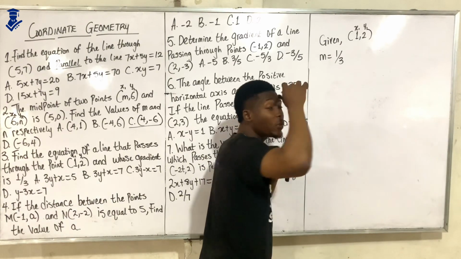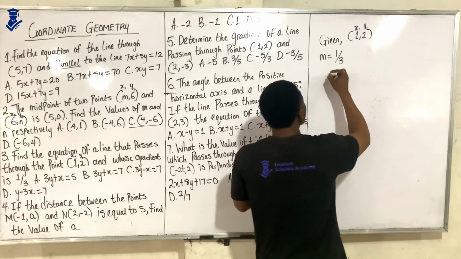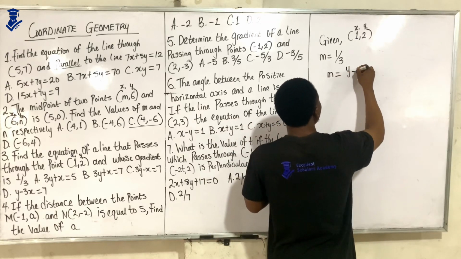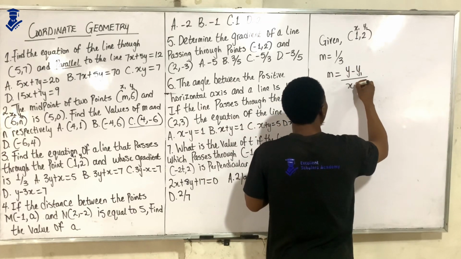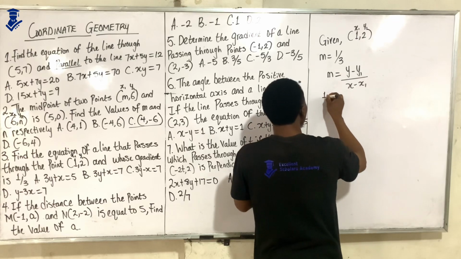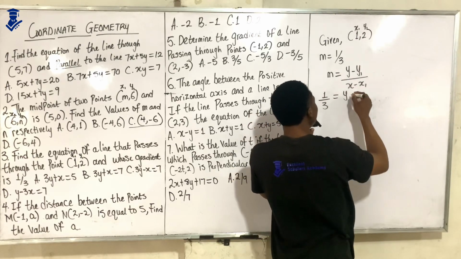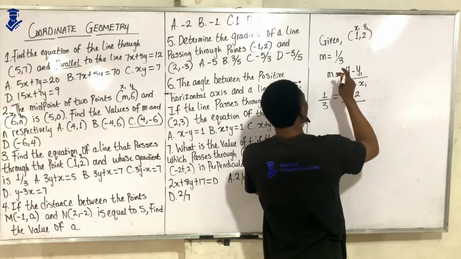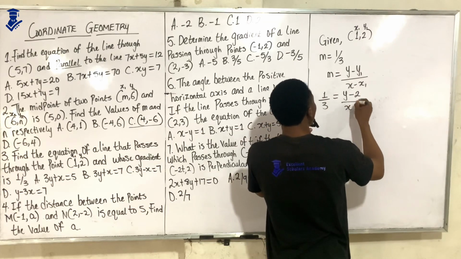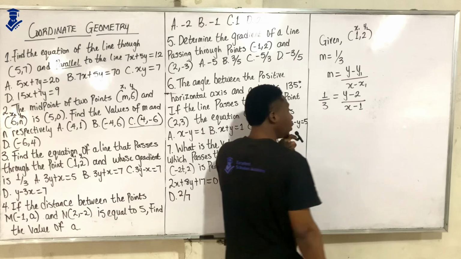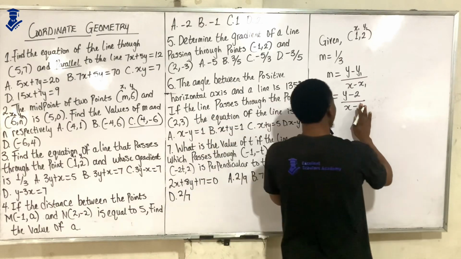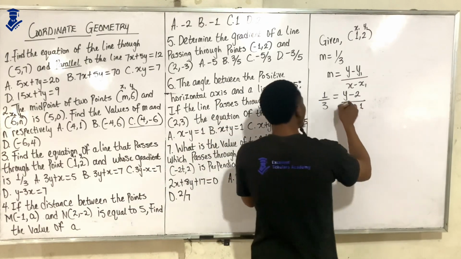1/3. Now, what formula can we use to find this? We use m is equal to y minus y1 over x minus x1. So this is 1/3 is equal to y minus, what is y1? 2. That's y minus 2 over, what is x1? x1 is 1. Alright, that's x minus 1. Alright? x minus 1.